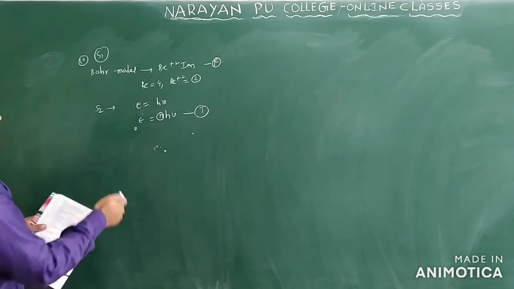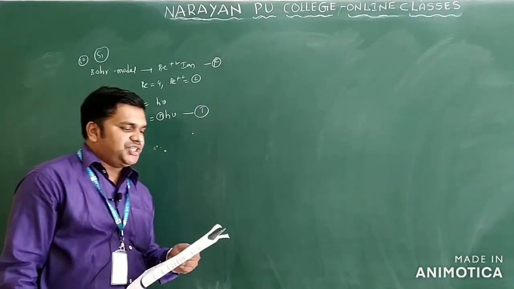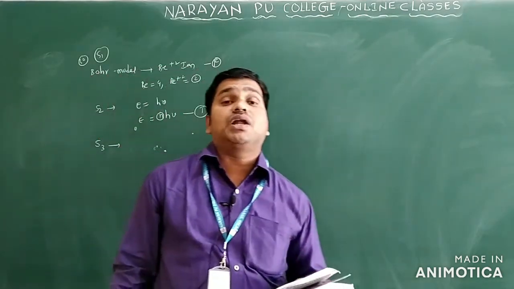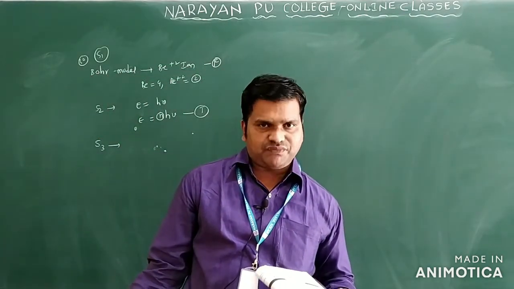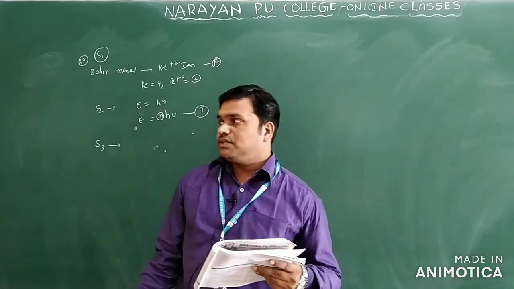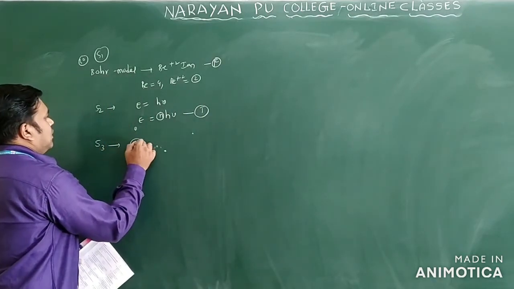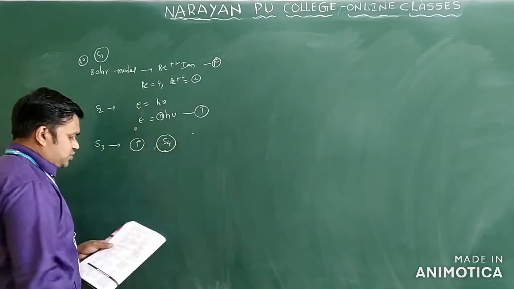Now we can see the next statement we have, that is S3. What is S3? Number of waves present in the unit length is called wave number. Wave number definition is number of waves present in a unit length only. That is also a true statement.